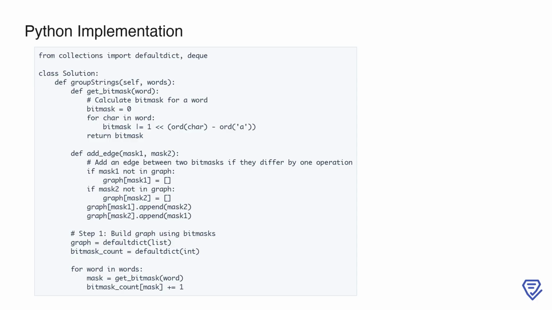Next, we define another helper function, add_edge, to add edges between two bitmasks. This function ensures that the graph is undirected by connecting both masks to each other. After defining these helpers, we initialize a graph as a defaultdict of lists and a bitmask_count dictionary to keep track of how many times each unique bitmask appears. Finally, we process each word in the input, calculate its bitmask using get_bitmask, and update the bitmask_count dictionary to reflect the frequency of that bitmask.